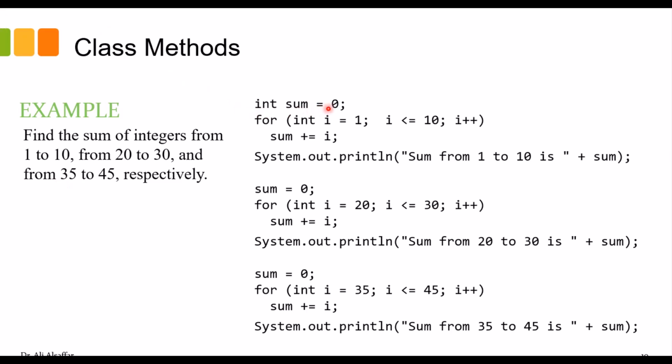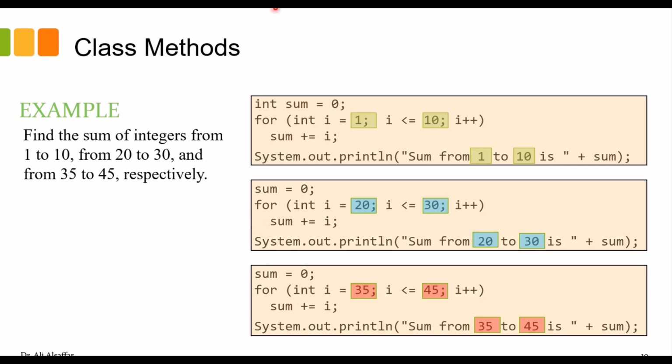So you define a variable called sum. For the first range, 1 to 10, you make this loop go from 1 to 10, and you add those values into summation, and you print the result. You need to do the same loop, but on a different range. You will start from 20 to 30, and you will print the result. And you need to write the same code for the third range, which is from 35 to 45.